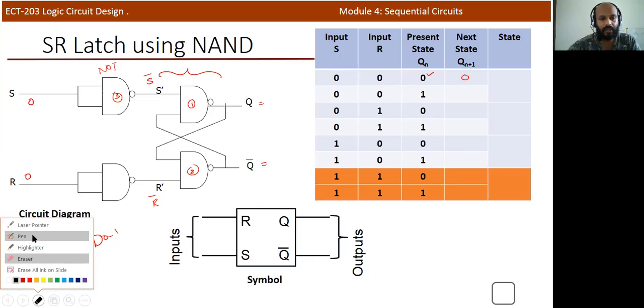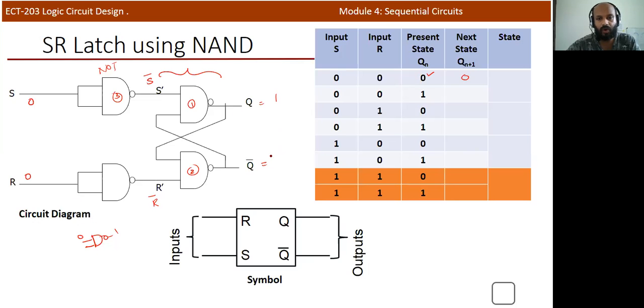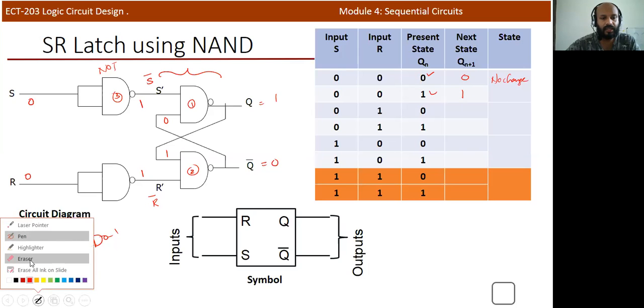Now assume that the output is 1 0 initially, and inputs are 0 0, which means S bar is equal to 1, R bar is equal to 1. And here you can see that Q is equal to 1, so both inputs are 1, output is 0. And here one of the inputs is 0, so output is 1. So we are getting exactly the same thing. So now we are exactly getting the previous state. Now we can analyze the other cases.